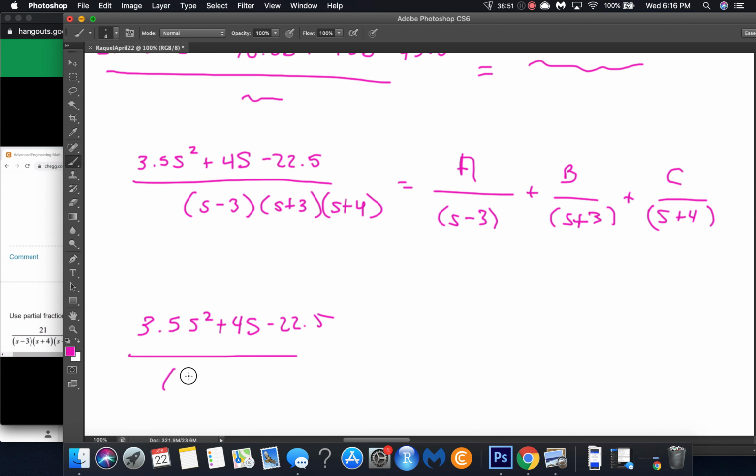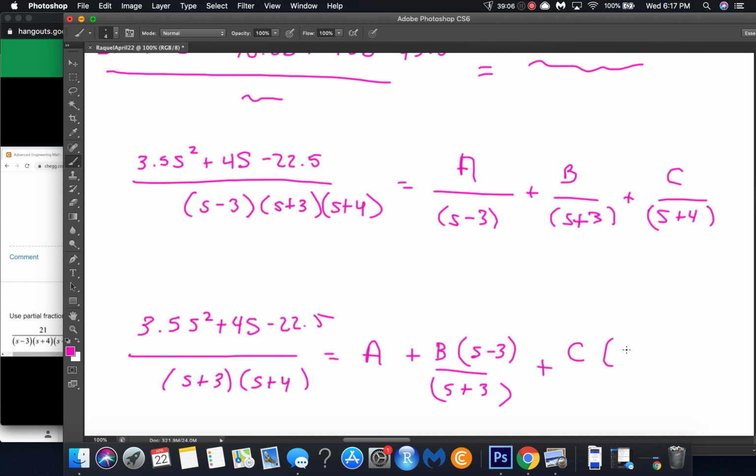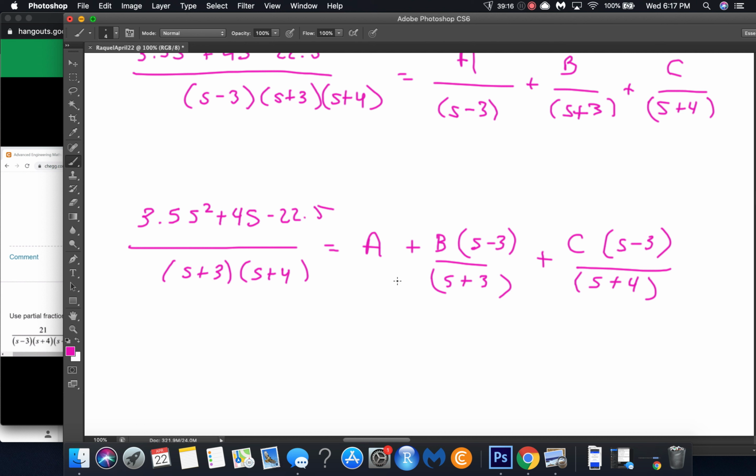So in the bottom, I got rid of the s minus 3. S plus 2 and S plus 4 because you just multiplied it to the other side. Exactly. And then here I get b times s minus 3, s plus 3, and then c times s minus 3, s plus 4. Now, since we got rid of that factor, you see how a is by itself? I want a by itself, and by doing that, I'm going to plug in 3 for s.